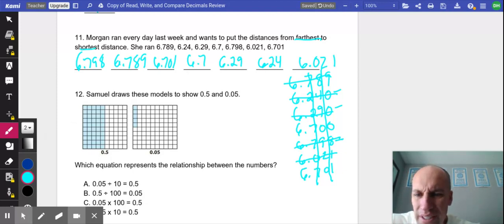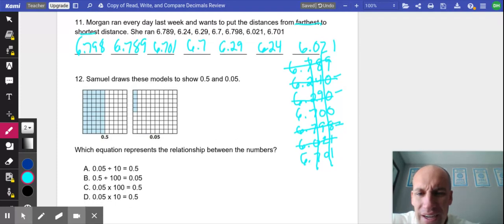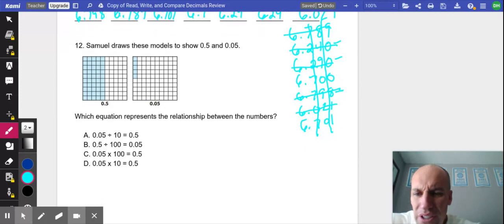So next one, Samuel draws these models to show 5 tenths and 5 hundredths. Which equation represents the relationships between the numbers? So if we have 5 hundredths and we divide it by 10, when you divide, you're going to get smaller. Move the decimal place to the left. So that would be 5 thousandths. So the top one's not going to be right.